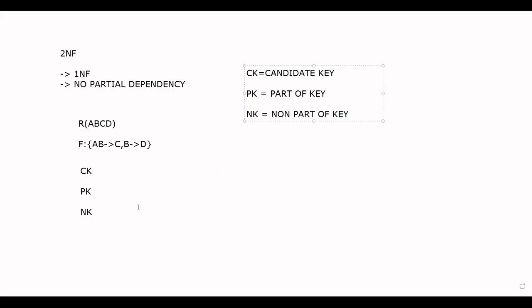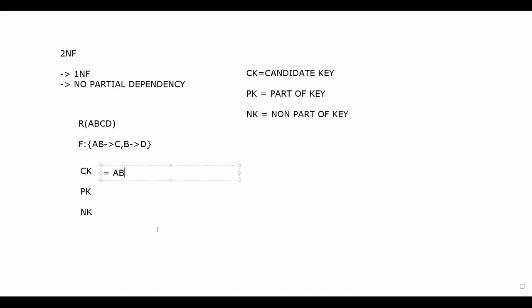Now, for this question, what is the candidate key? You could find it. See, single A is not there. So definitely, what is the candidate key? AB. Because from AB you will get A and B, from AB you will get C, from B you will get D. Correct? So here the candidate key is AB.